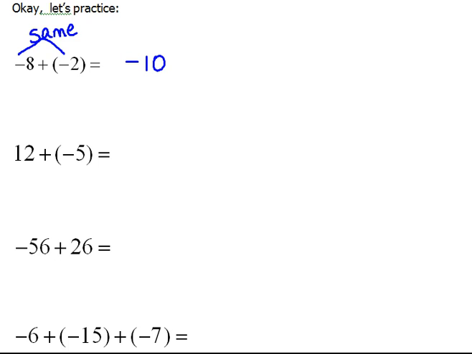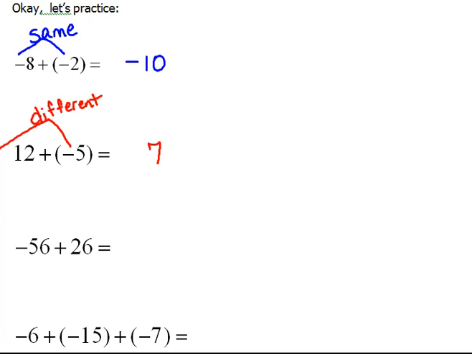For the next problem, we have 12 plus negative 5. Well, our signs in this case, the 12 is a positive number because it does not have a symbol in front of it. If there is not a symbol in front of it, we automatically assume it to be a positive number. So since our signs are different, in this case we have to subtract. And we do that the easiest way possible. So we just take the smallest number away from the largest number, which would be 7 in this case.